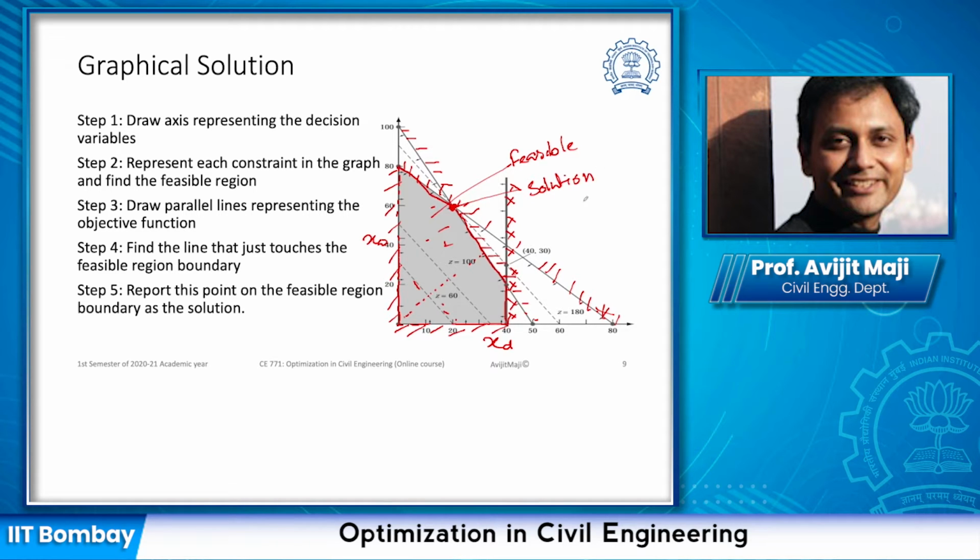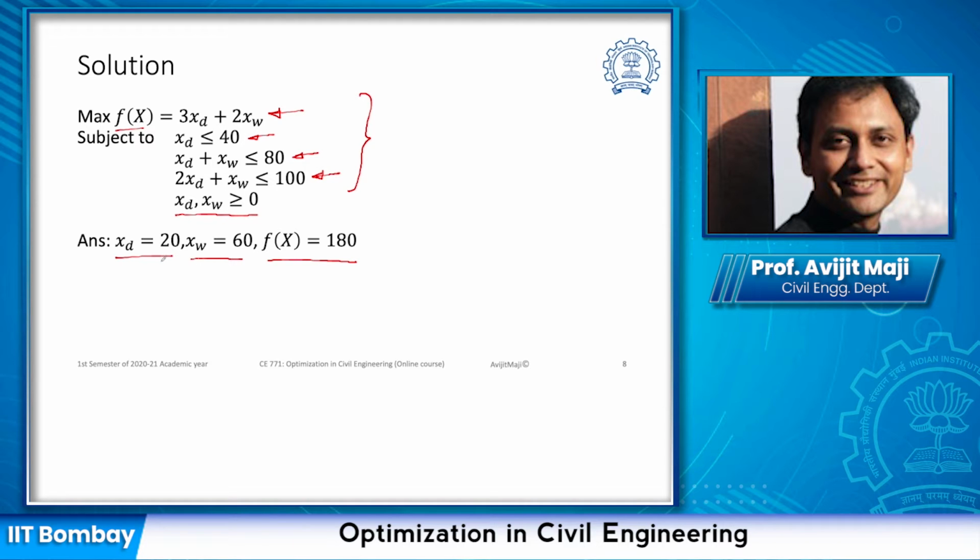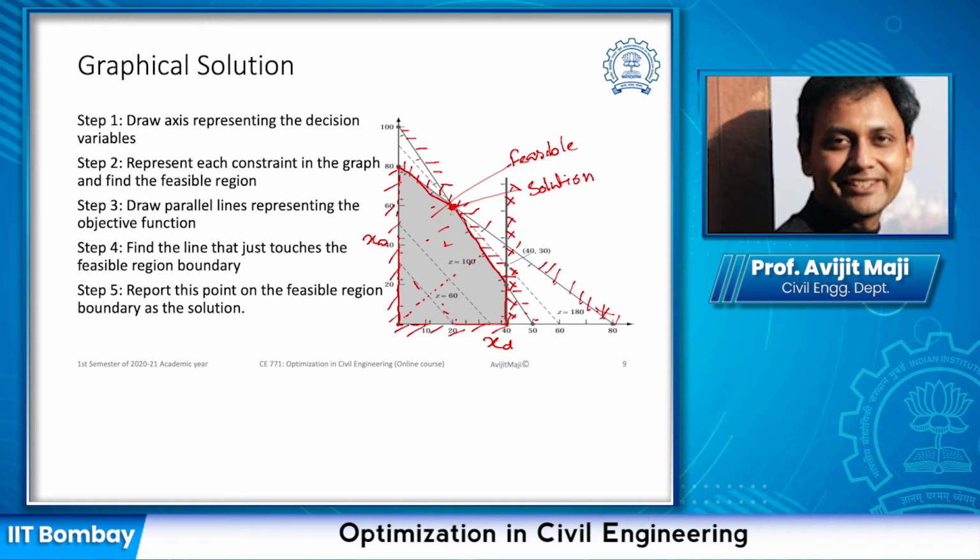So if you recall the solution in the previous slide, the number of doors are 20 and number of windows are 60. So number of doors, this is 20, and number of windows, if we go this direction we'll find that windows are equal to 60. So that is my optimum solution, and this has to be reported as a solution.